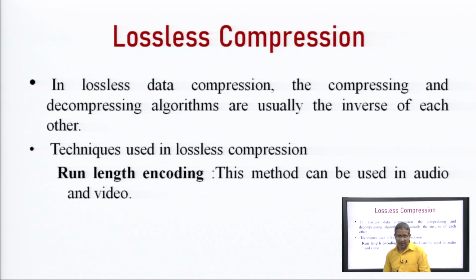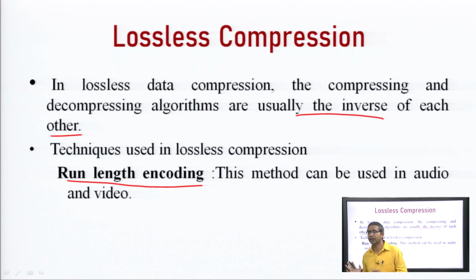In lossless data compression, the compressing and decompressing algorithms are usually the inverse of each other, and one such technique is run length encoding. How do we deal with run length encoding? Suppose the same bits or characters are occurring frequently.